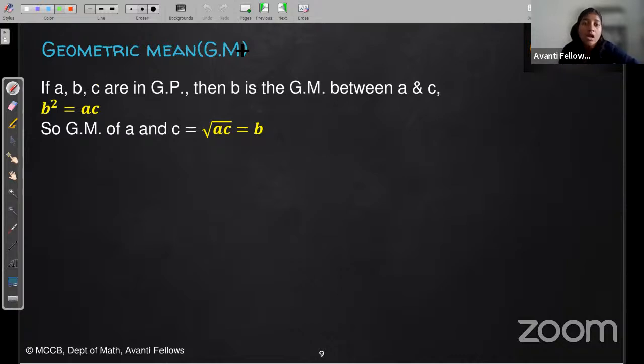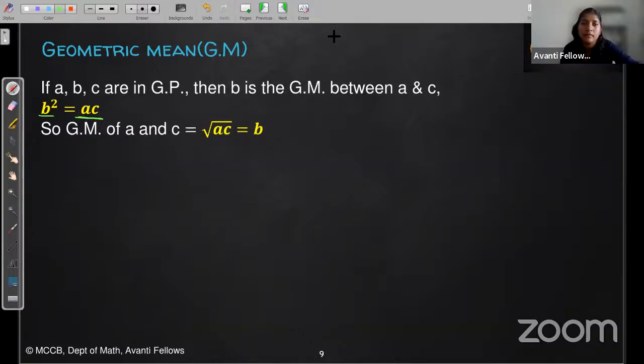So the next is geometric mean. So what do we mean by geometric mean? If A, B, C are in GP, then B is said to be the geometric mean between A and C if B squared is equal to AC, okay? So if A, B, C are in GP, then B is a geometric mean between A and C, and that is given by B squared is equal to A into C. So the geometric mean of A and C will be what? B, and that will be equal to root of AC.